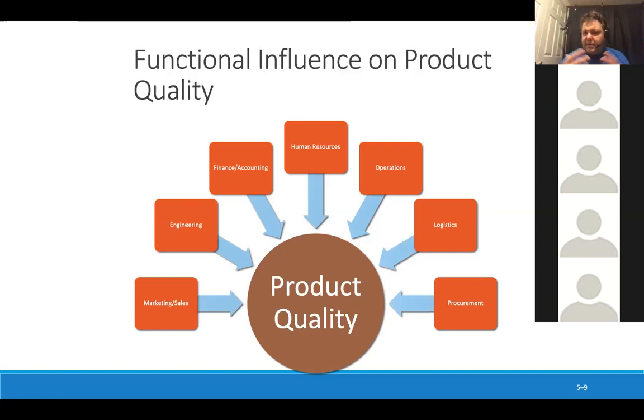All of the different departments are involved in good quality. And so it's not just one quality department, even though that is a department for a product or for a project. It's everyone in the department. So that's all I've got right now.